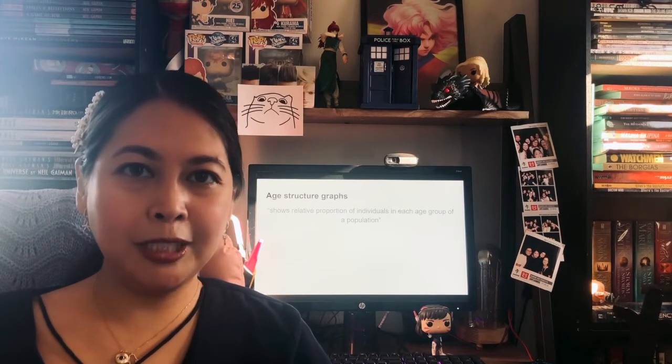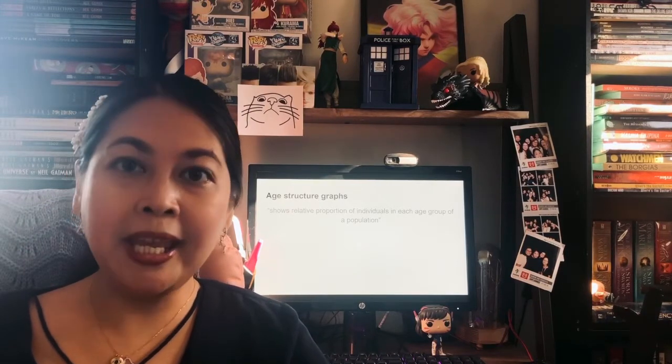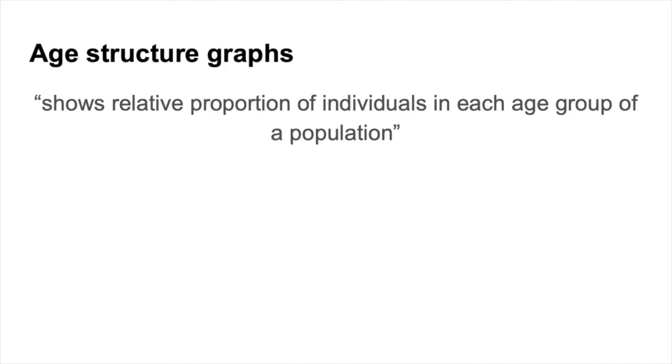Populations in different locations are often characterized by age structure graphs. An age structure graph shows the proportion of individuals in each age group of a population. This can provide us information on whether the population is expanding rapidly, slowly, or if it is stable or declining.